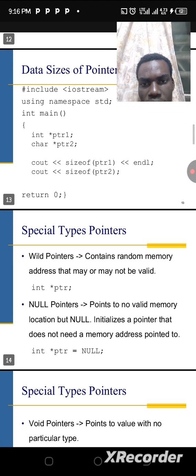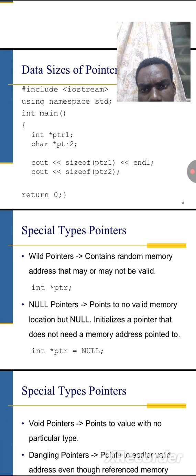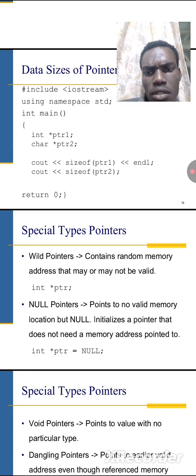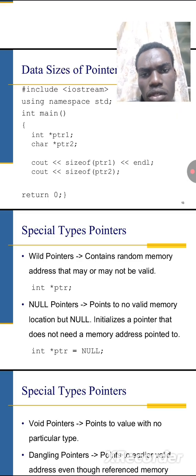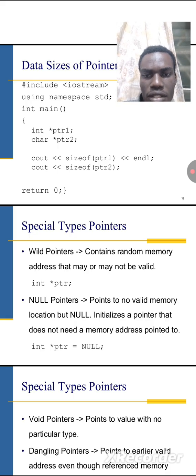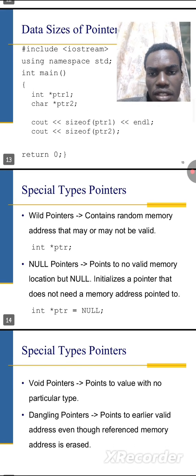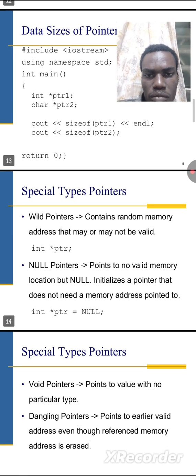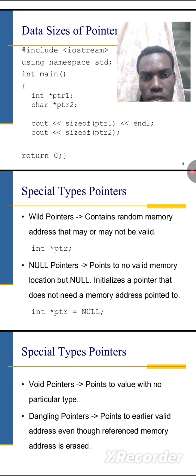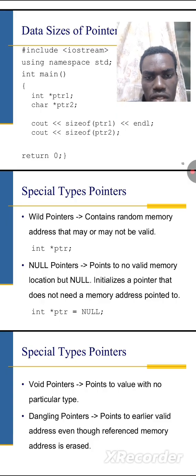Now we have special types of pointers. We have the wild pointer. It contains a random memory address that may or may not be valid. That's int *ptr. We have the null pointer, which points to a non-valid memory location. It initializes a pointer that does not need a memory address to point to.